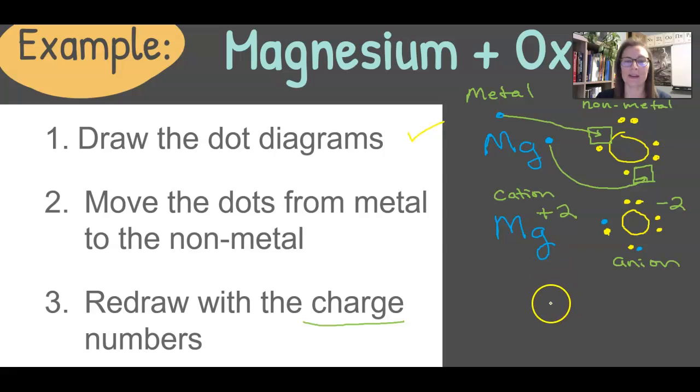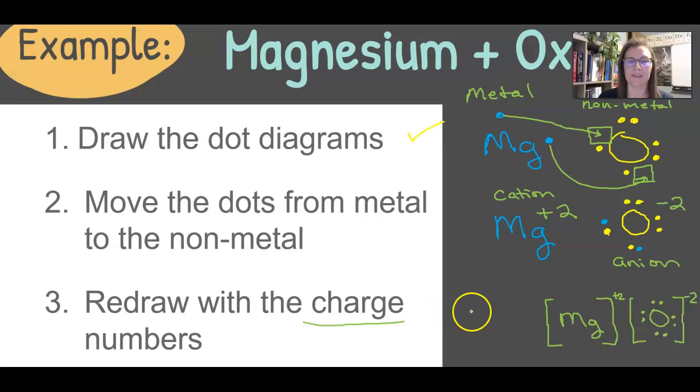Then there's a special way that we can draw these at the very end. One last step is that I draw these dots inside of a bracket, and I put the charge outside. Then I put the next one really close. These brackets tell the reader that these two elements are ions and that they are bonded together. This is the officially correct way to show an ionic bond.